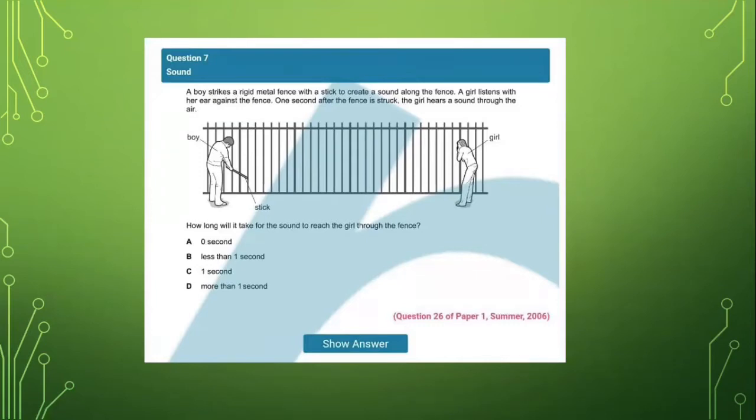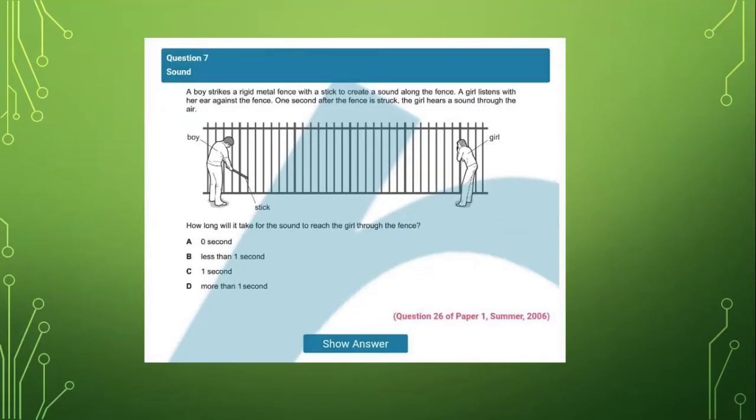Now, in this question, you need to remember that sound travels fastest in the densest medium. So the denser medium is solid, and air is a less dense medium. The sound will travel faster in the fence, because the fence is made up of solids. The fence is a solid. So how long will it take for the sound to reach the girl through the fence? If it takes 1 second for the sound to reach through air, then it should take less than 1 second, because the time decreases as the speed increases, as the speed of sound is higher in solids than in the air.